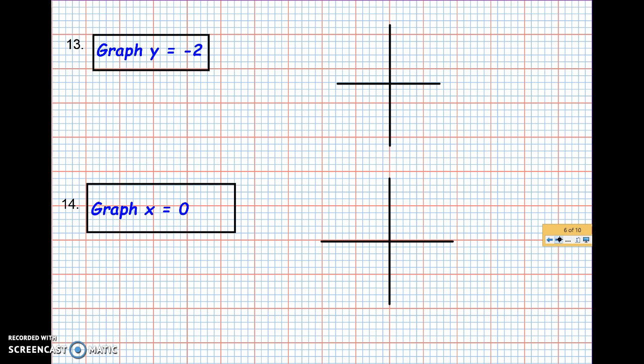Okay, so these graphs are special graphs, and you've probably already learned about Hoy and Vux, which are your horizontal and vertical lines. Since I don't have both an x and a y, that's how I automatically know it's going to be either a horizontal or vertical line. In this one I only have a y, and if I remember Hoy and Vux, with the y it would be Hoy. And what does that mean? Horizontal line.